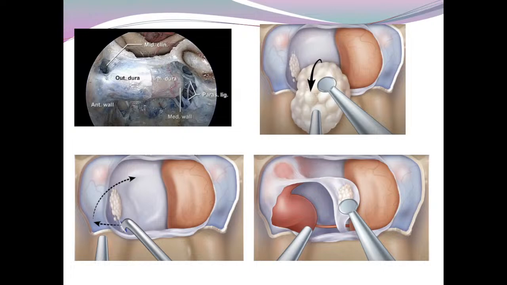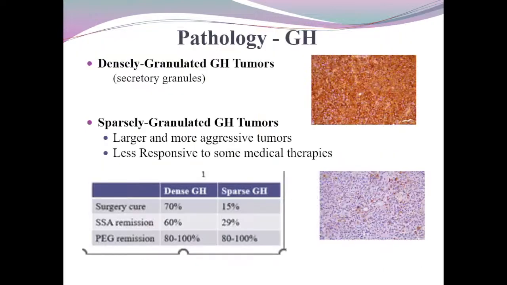Pathology: all growth hormone tumors aren't the same. We now understand that there are densely granulated and sparsely granulated growth hormone tumors. This chart down below is from our own series of patients, and the surgical cure rate with a densely granulated growth hormone tumor is actually 70%. It's pretty high. Sparsely granulated, only 15%. They tend to be more invasive tumors. The important thing here is that the densely granulated respond very well.